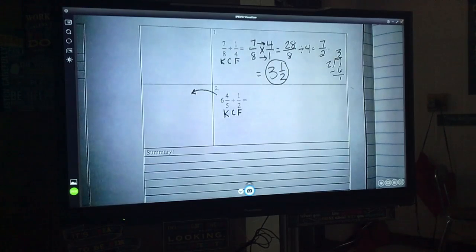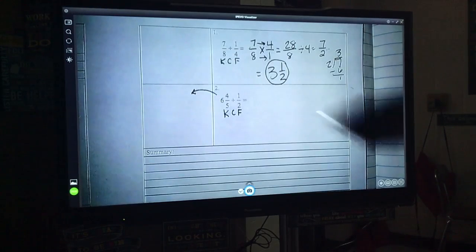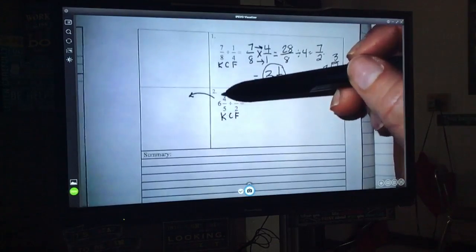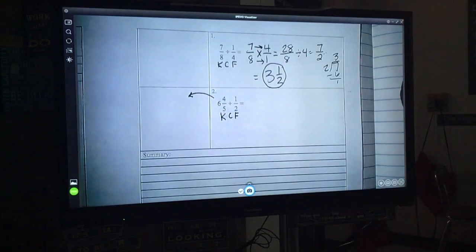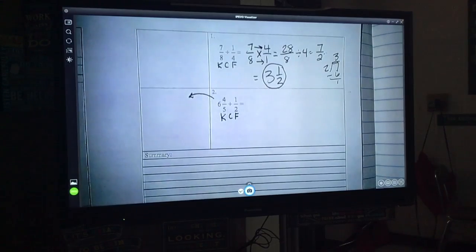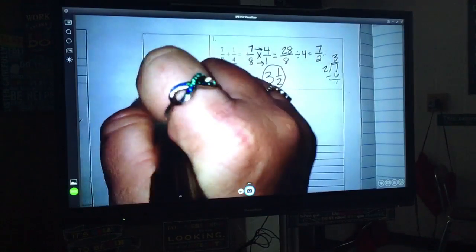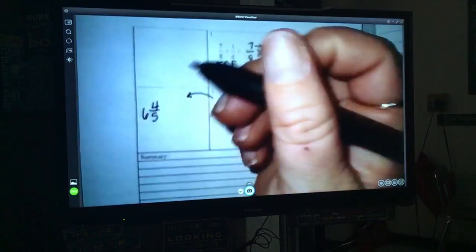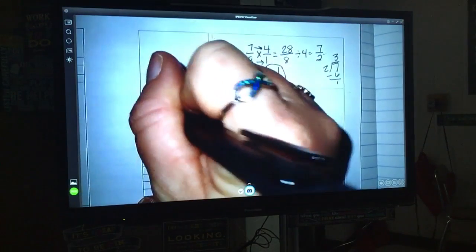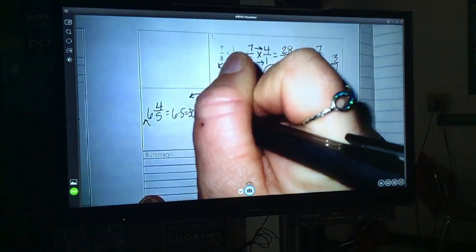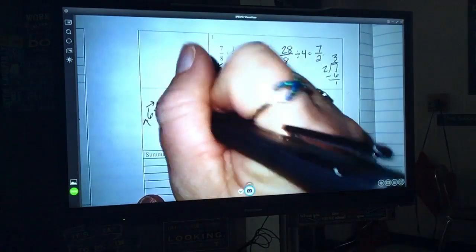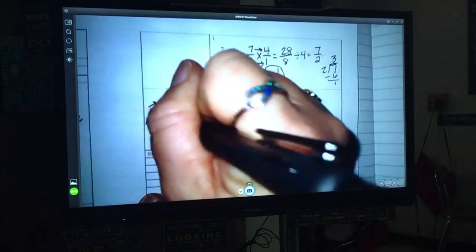Alright, go ahead and have a seat. So, someone walk me through this process first, the 6 4/5. Alright, Zoe. Sorry, Zoe R. Alright, so you said multiply 6 times 5, which gives me 30. And then I'm going to add 4, which gives me 34 fifths.